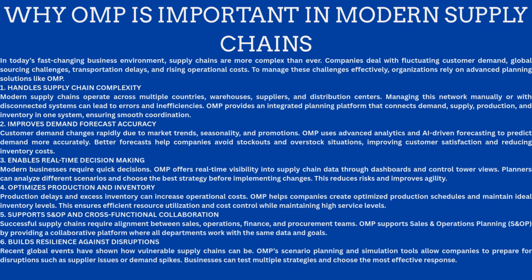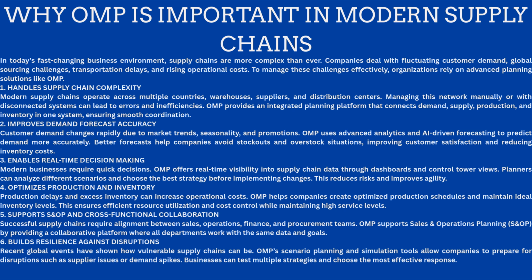2. Improves demand forecast accuracy. Customer demand changes rapidly due to market trends, seasonality, and promotions. OMP uses advanced analytics and AI-driven forecasting to predict demand more accurately. Better forecasts help companies avoid stockouts and overstock situations, improving customer satisfaction and reducing inventory costs.